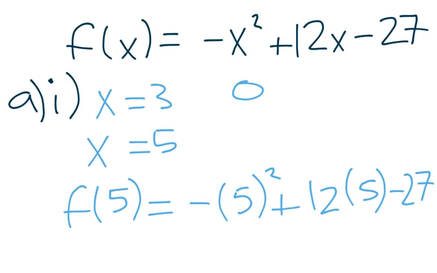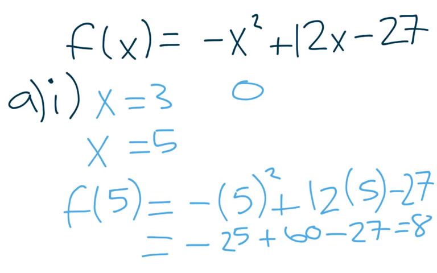So then we're going to get minus, so we keep the minus there and we square the 5, so 5 squared is going to be 25, plus 60 minus 27, and so that's going to equal 8. And you need to watch your signs for this part here. You want to square the x value and then that whole value squared becomes a negative. Okay, so that's x equal to 5, and we got 8 for that, so we'll put 8 there.